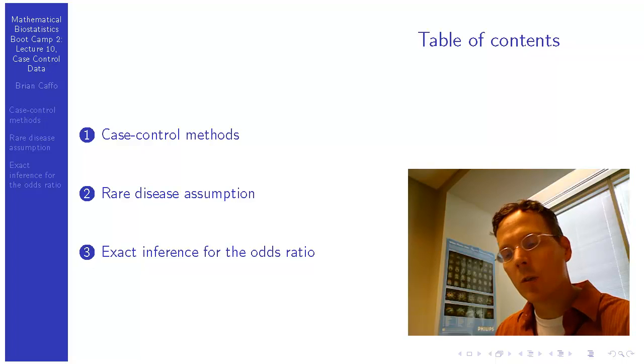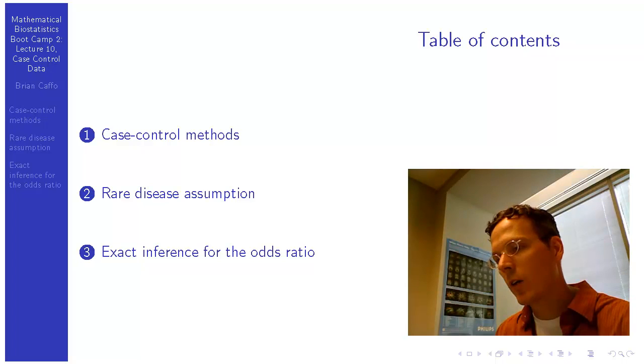In this lecture, we're going to briefly talk about case control methods. We'll talk about an instance where using retrospective case control data and a so-called rare disease assumption, we can estimate prospective odds ratios. And then, because this is a lot focused on the odds ratio, I thought I'd talk a little bit about exact inference for the odds ratio.